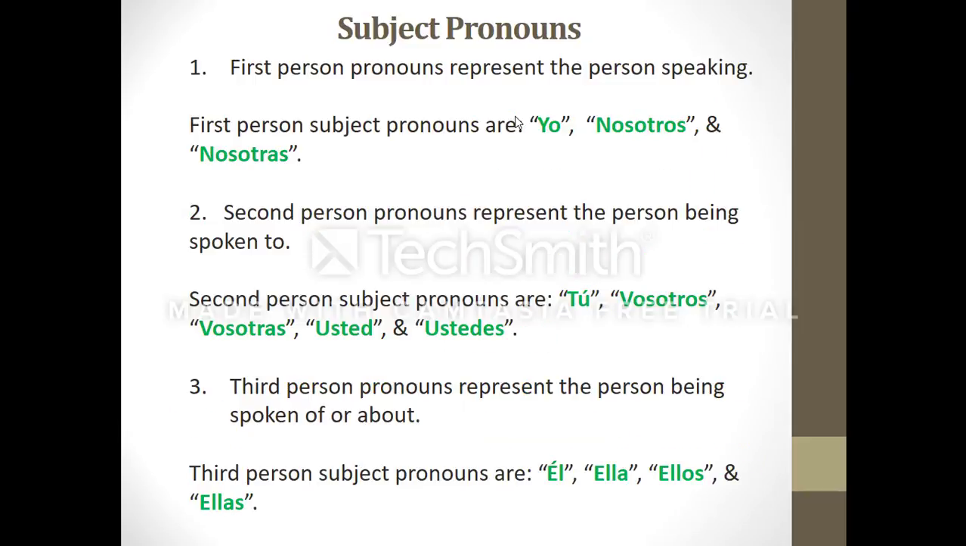Okay, so here we are ready for part C. It asks you to write the subject pronouns in the correct groups below. So I'm going to ask you to go ahead and pause the video at this time and fill in the blanks for first, second, and third subject pronouns in Spanish, and notice they are highlighted in green.